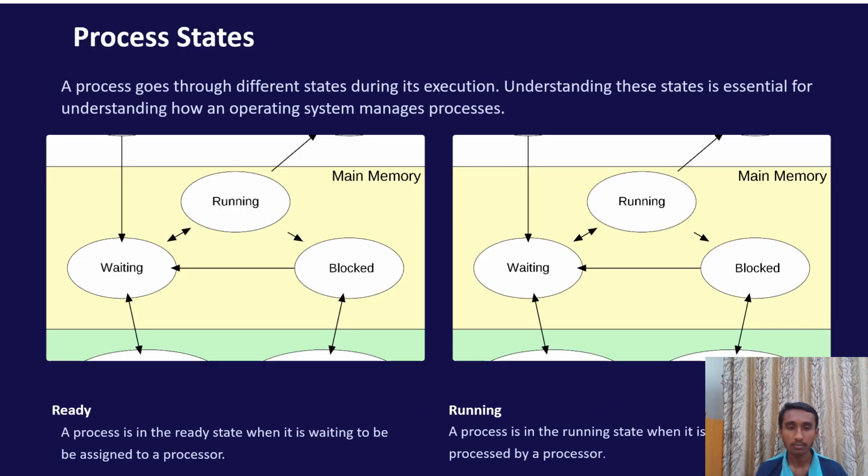smoothly. The process state. A process goes through different states during its execution. Understanding these states is essential for understanding how an operating system manages processes. Ready. A process is in the ready state when it's waiting to be assigned to a processor. Running. A process is in the running state when it is being processed by the processor.